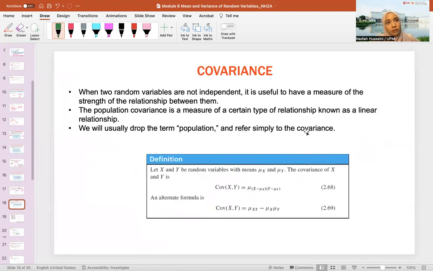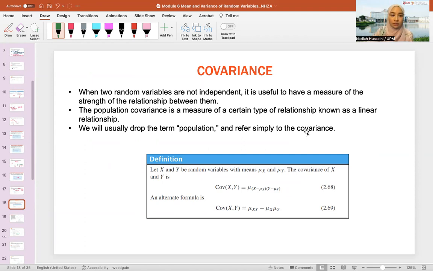So now that we talked about mean, variance, and their relation to random variables, we talked about the function of a random variable. We also talked about jointly distributed random variables, and the mean and variance for discrete and continuous. So now comes, I would say, the last part for this lecture, which is covariance.